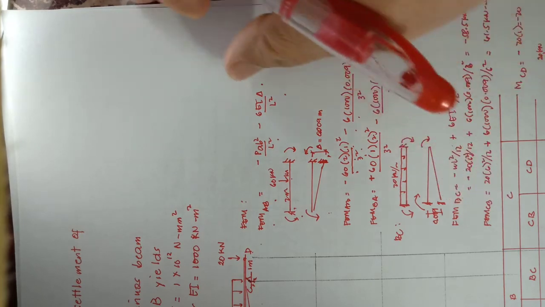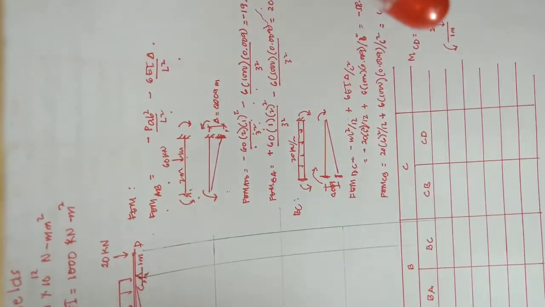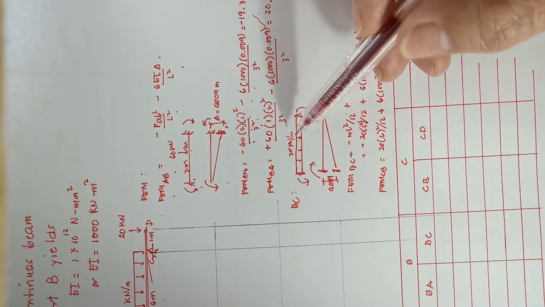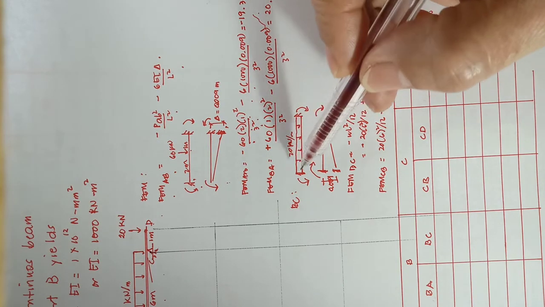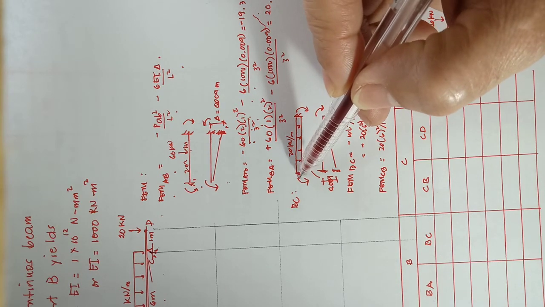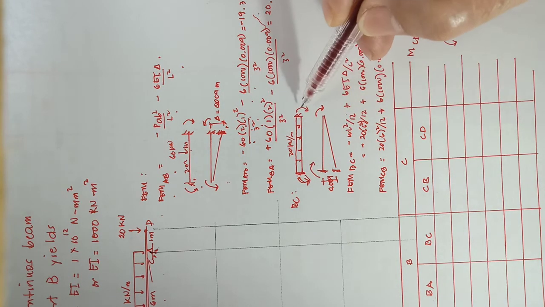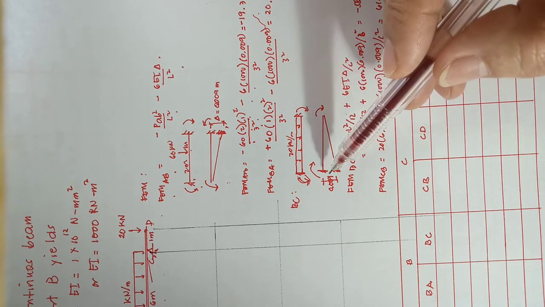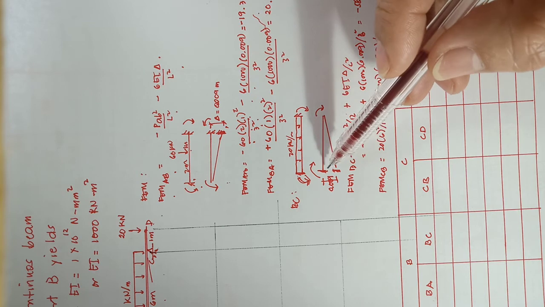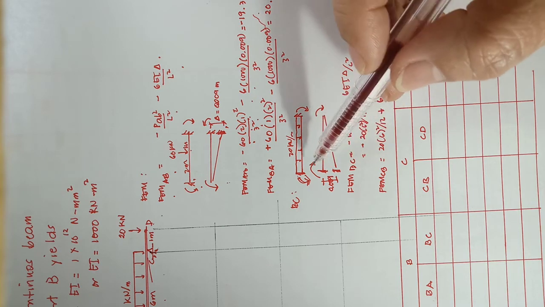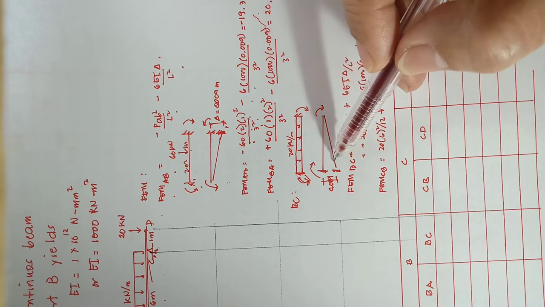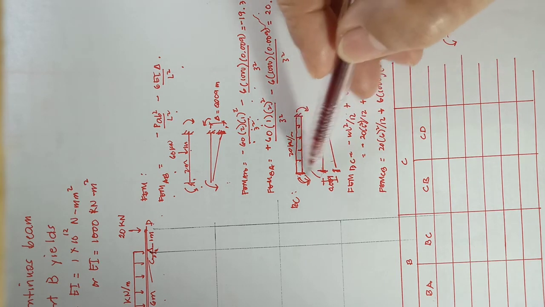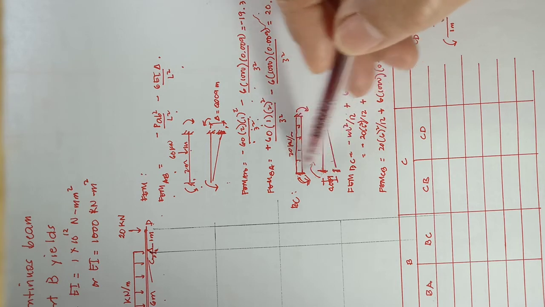Okay, for member BC, we do the same. BC has a load of 20 kilonewton per meter. Its end moments are counterclockwise at the left and clockwise at the right. Now since in member BC, B settles at the left end of the member, the direction of the moment due to settlement is clockwise. It is all clockwise, so you add the moments at the left end.